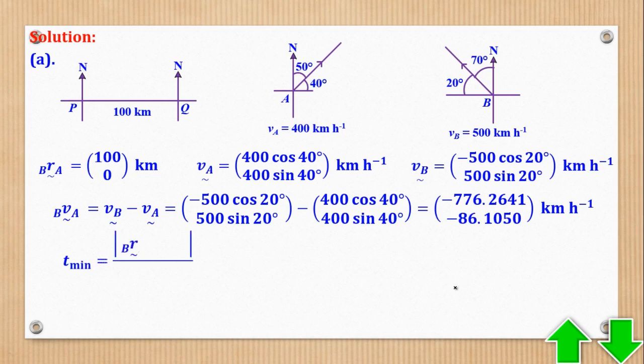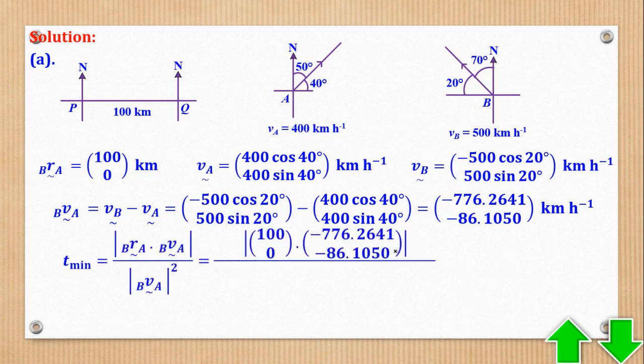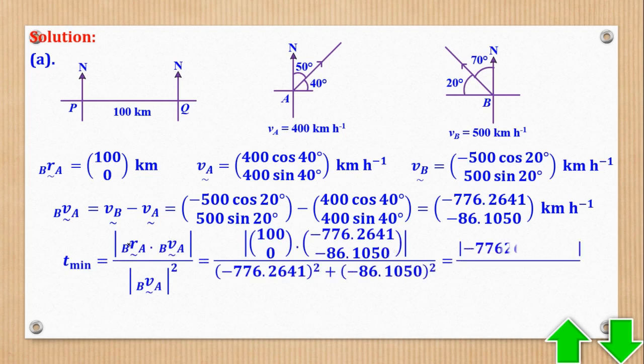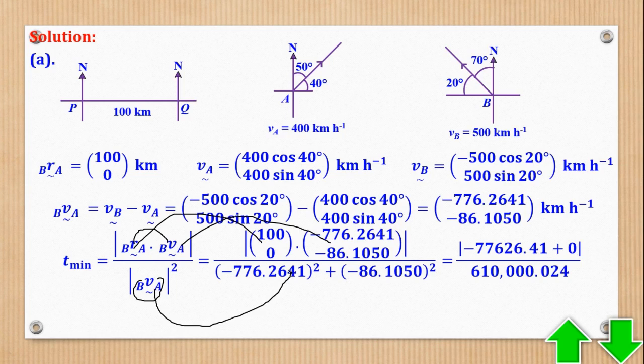Then we shall code the formula for shortest time taken. It is the magnitude of relative position r dot relative velocity over the magnitude of relative velocity squared. So relative position is that, relative velocity is that, it has to be dotted, then the relative velocity magnitude is that. Now there is no square root because of this square. Square takes away the square root.